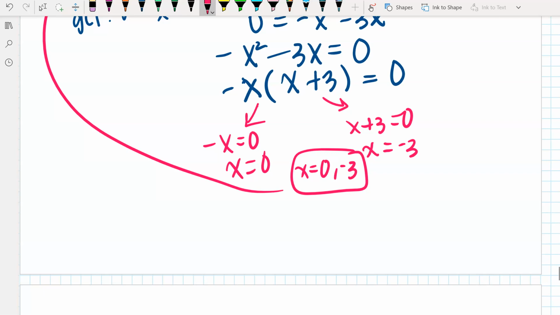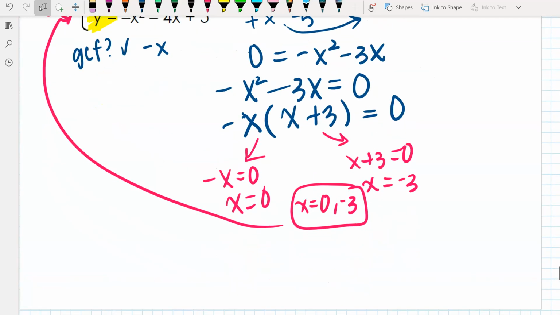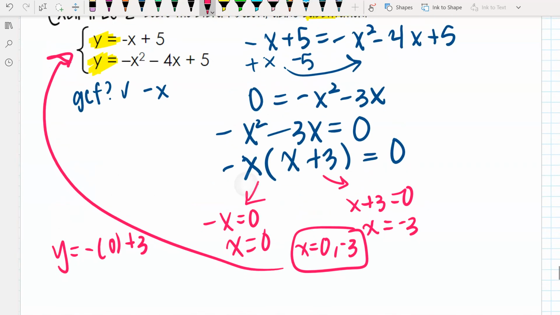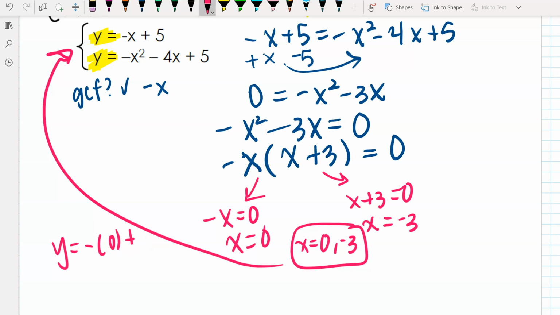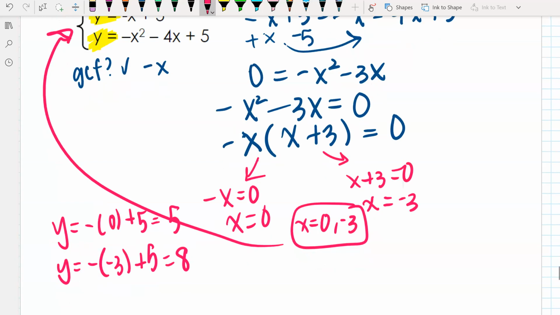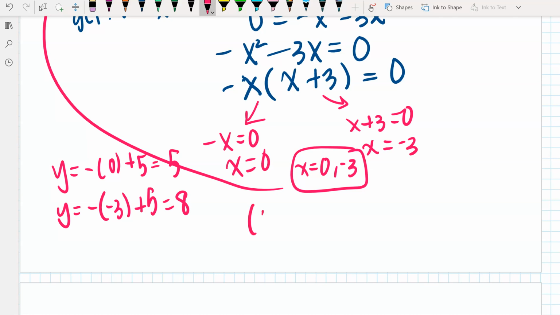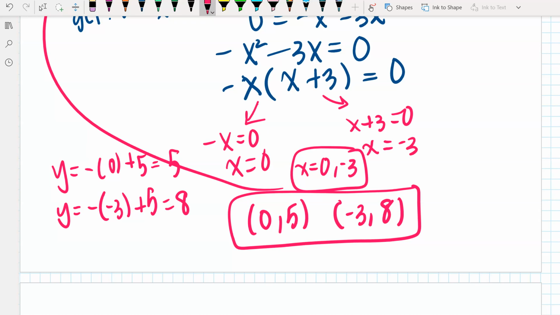And again, I like to plug them into my linear equation. Okay, so y here is going to equal -0 plus 5, sorry, +5, and y is going to equal -(-3) plus 5. So then we should get 5, and we should get 8. And so the final answer that we get here is when we plug in 0 as an input, we should get 5. And then when we plug -3 in as an input, we get 8. Okay, so those are the two places that it intersects. They may not always intersect at two places, so just keep that in mind.